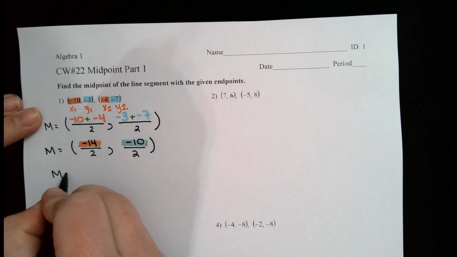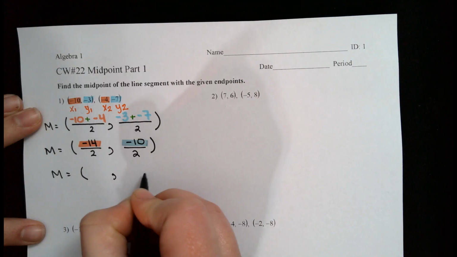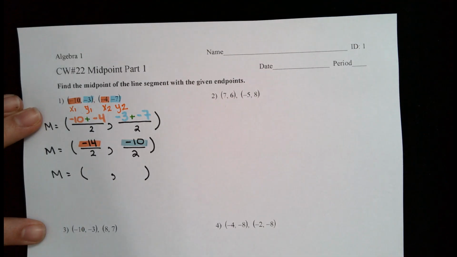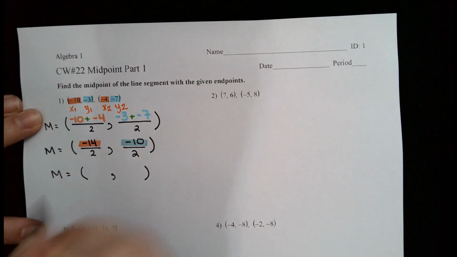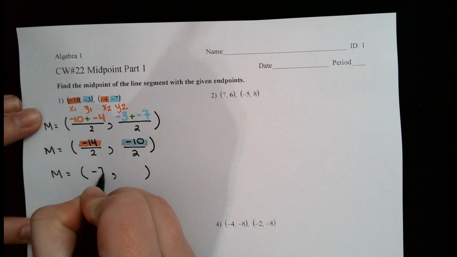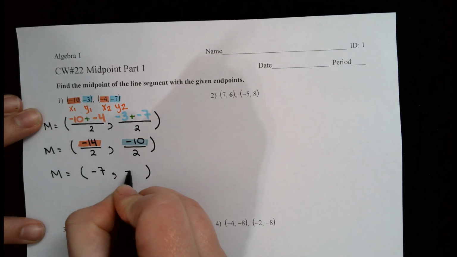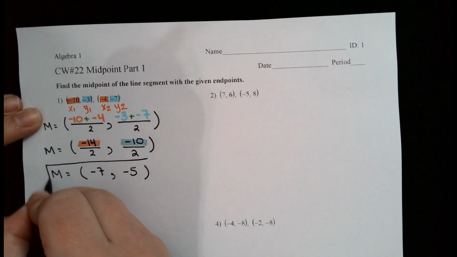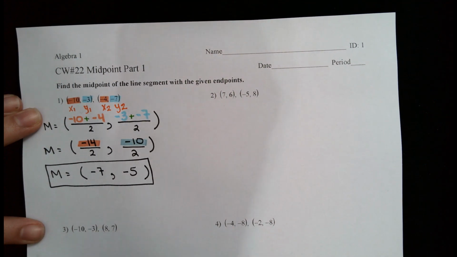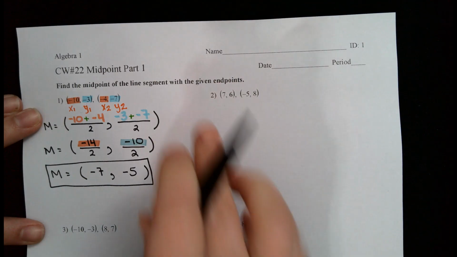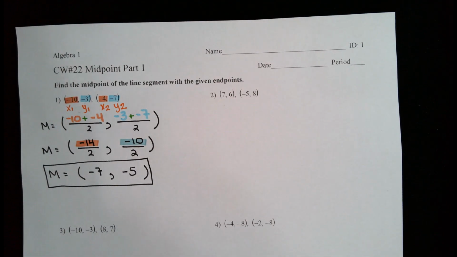Now we're going to be dividing. Open, comma, open, closed. -14 divided by 2. These are -7s. Use your multiplication table if you need to. -10 divided by 2 is a -5. This, put a box around it, is your answer. Let's go one more. The rest is going to be on your own.